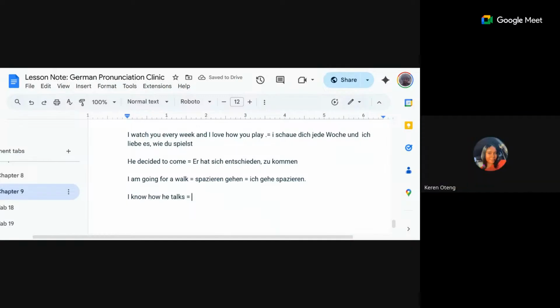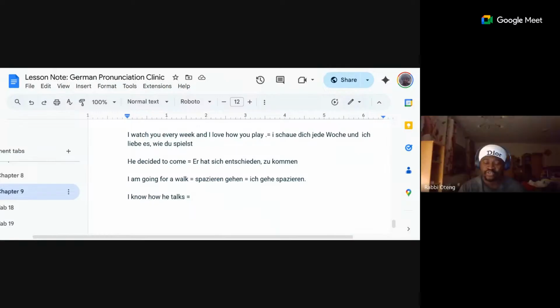Should I use ich kenne or ich weiß? For information, ich weiß, wissen. Kennen is I know you, this person. I know this country is Canada. But when we are talking about information, we use wissen. I know how old he is will be ich weiß, because it's information. The age is not a person. When talking about information, let me use wissen. So let's go: ich kenne, ich weiß.